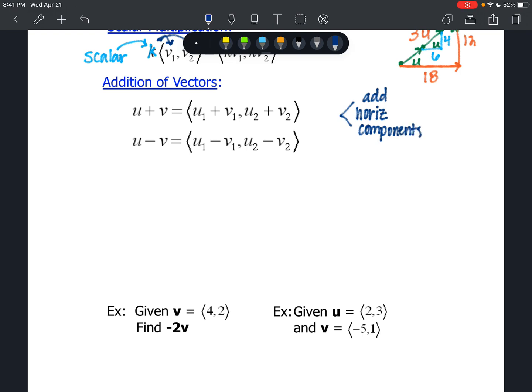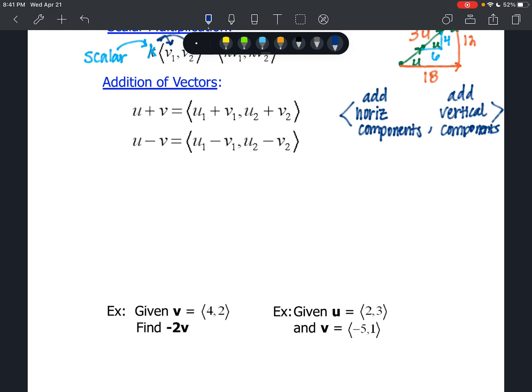I'll spell it all out, components. And then you're going to add all the vertical components. And the sum of each will be your resultant vector, A plus B, or in this case, U plus V.